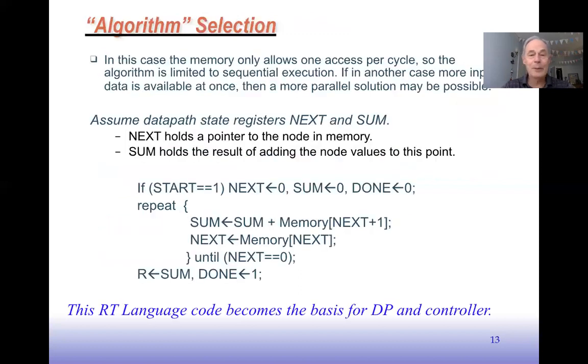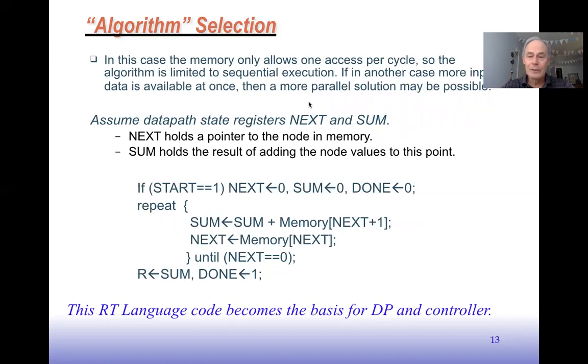Okay, so this part of the process, we've specified the functional requirement that we want, and now we're going to think about the proper algorithm to achieve this function. In this case, it's really the procedure or the way the circuit will perform the action. In this case, the memory only has a single port. It only allows one access per cycle. So this algorithm is going to be limited to sequential execution, right?